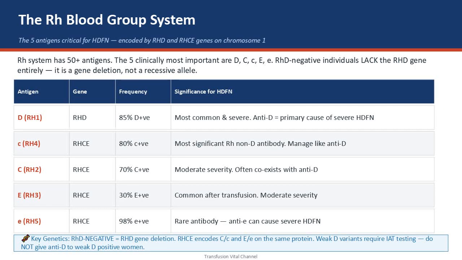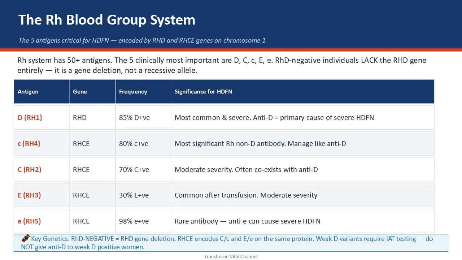If we talk about Rh negative, there is a gene deletion, not a recessive allele, that is, an RhD negative individual, approximately 15% of Caucasians, 8% of Africans and 1% of Asians, simply lacks the RHD gene. This genetic basis is what enables cell-free fetal DNA, which we'll call cfDNA, testing, which detects the RHD sequence in the maternal plasma and confirms fetal RhD positivity.